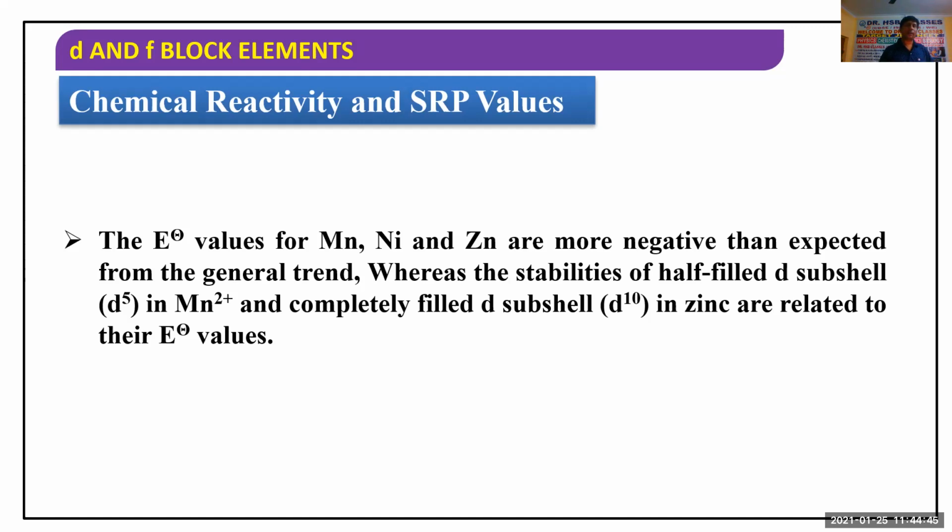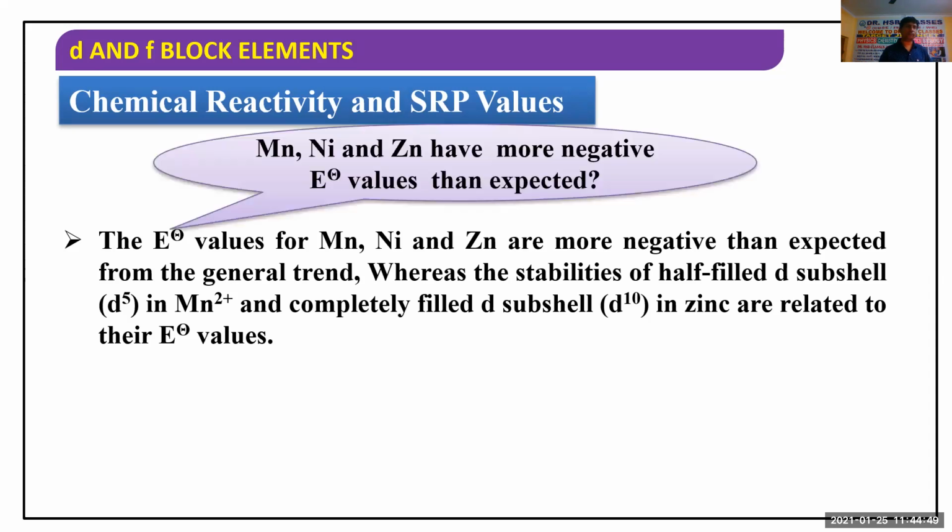Manganese, nickel, zinc have more negative E0 values than expected. Why? E0 value means standard reduction potential value. Standard reduction potential value like this.